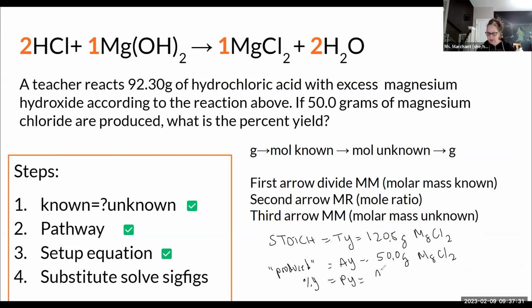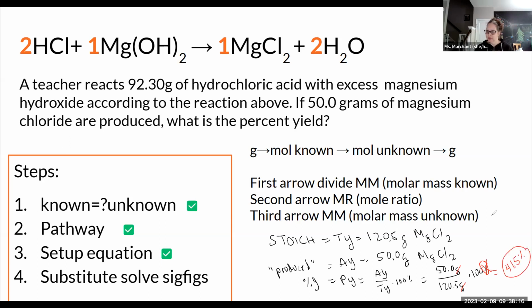Percent yield is equal to actual yield over theoretical yield times 100%. 50.0 grams over 120.5 grams times 100%. My grams are going to cancel when you plug it into the calculator. If you get a number over 100%, something is wrong. Go back. You're going to have a number less than 100%. Okay, so 50 divided by 120.5 is 0.41, and I'm going to multiply that times 100. Even though the formula says times 100%, don't put the percent in the calculator. That's just to tell you to add it at the end.